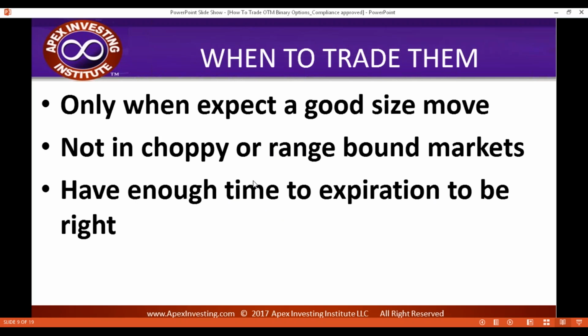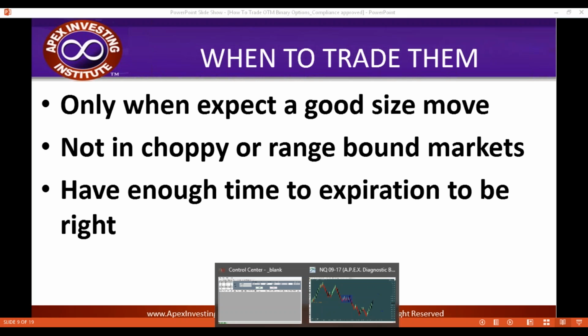And we only want to use them when? Do we want to use them in choppy markets? Do we want to use them when markets aren't really moving? No, we want to use them when we're expecting a good move, when we've got a good setup and we're expecting a good move up in the market, right? Does that make sense?